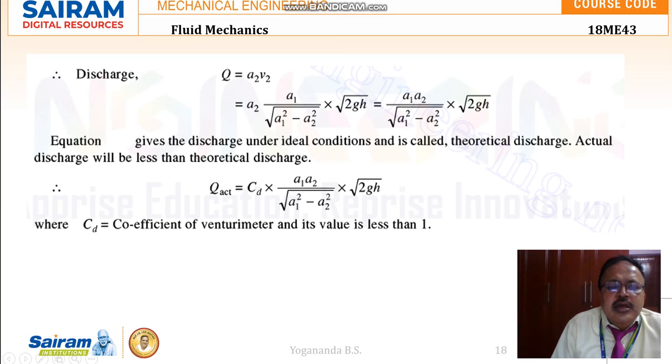So this is the equation that is derived for Venturi meter. Q actual is given as the product of CD into theoretical discharge, that is CD times A1 A2 square root of 2GH divided by square root of A1 square minus A2 square.